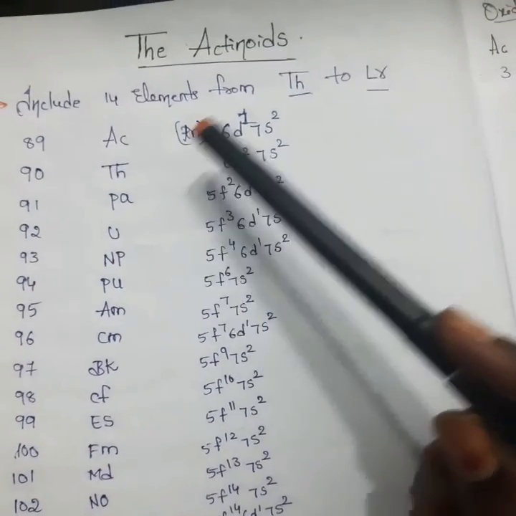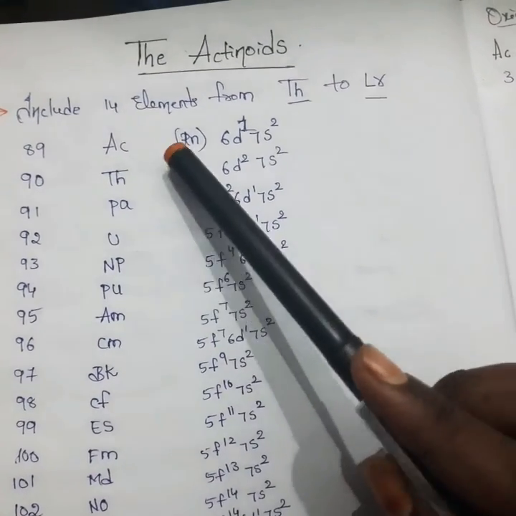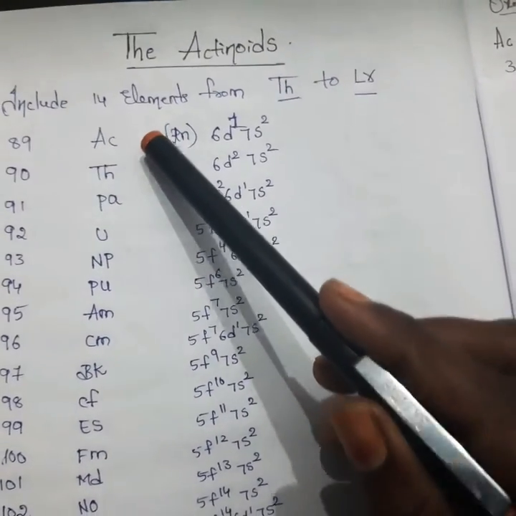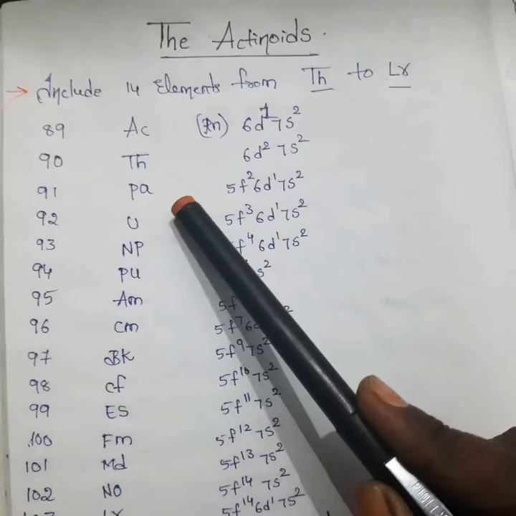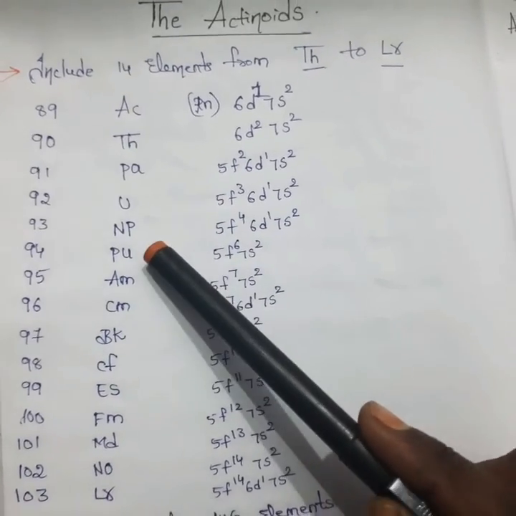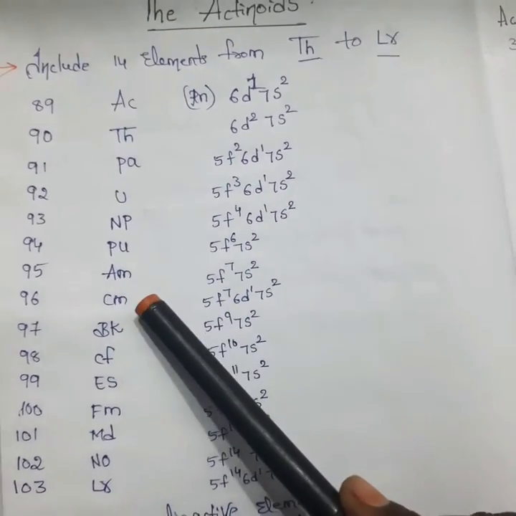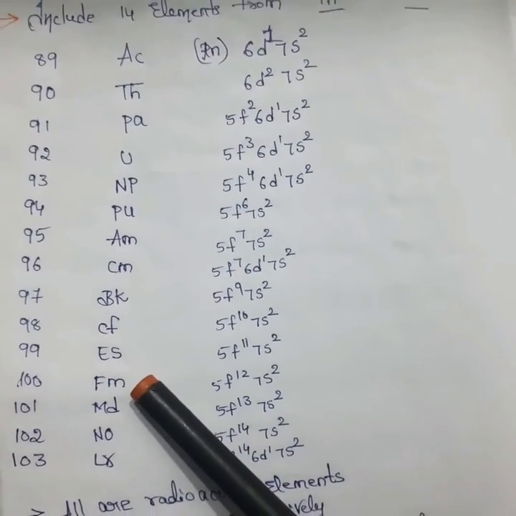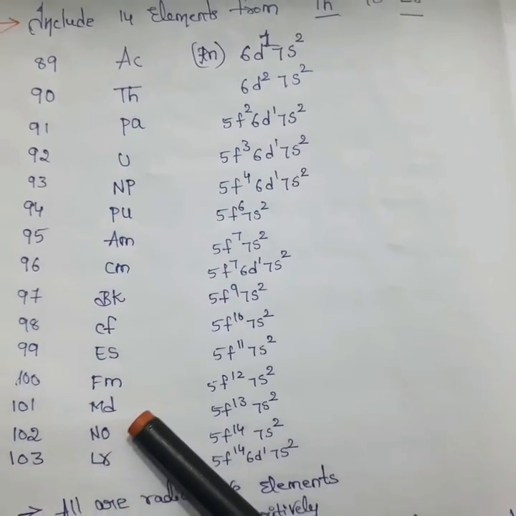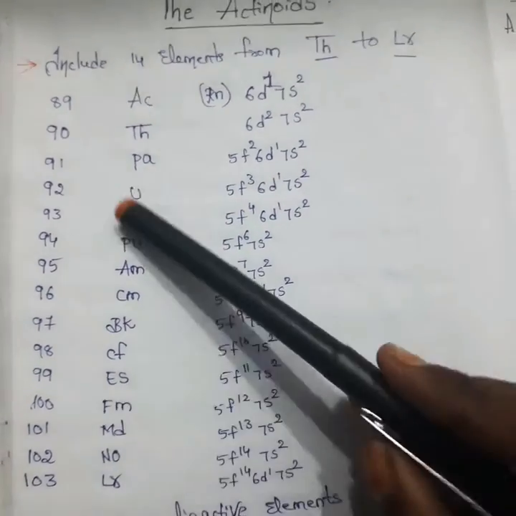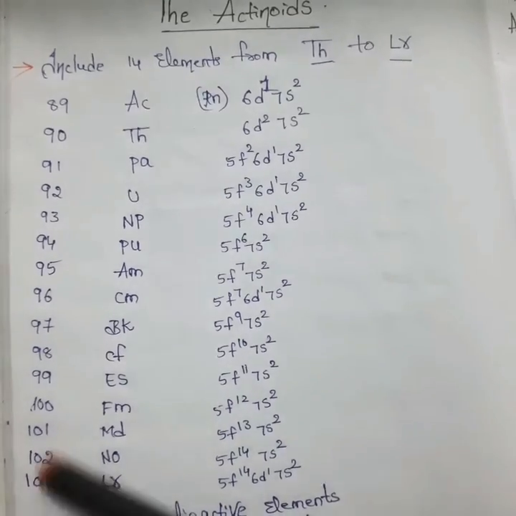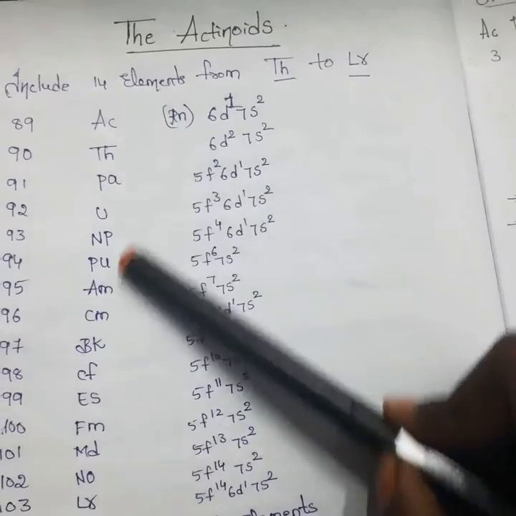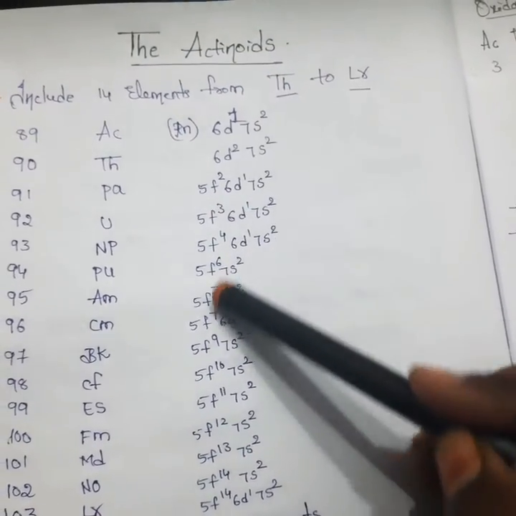Before going to look at this, let me read the names of the actinoids for you. Actinium, thorium, protactinium, uranium, neptunium, plutonium, americium, curium, berkelium, californium, einsteinium, fermium, mendelevium, nobelium, lawrencium. From 89 to 103. These are the atomic numbers, these are the names, and this is the electronic configuration.